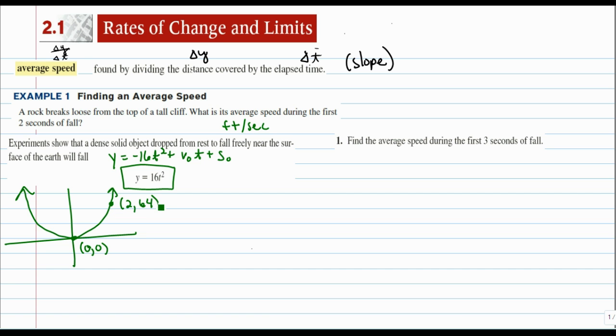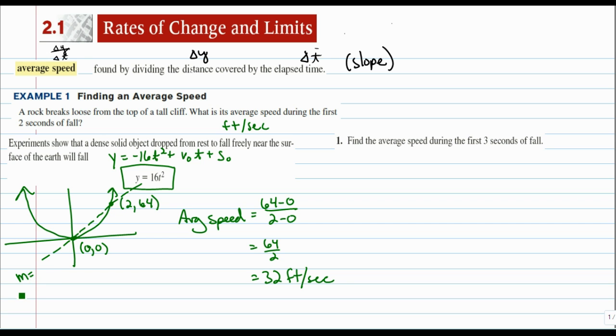So to find the rock's average speed, now we know it didn't travel at this speed the whole time, but it started out at 0 feet per second and ended up at a much faster speed than that. But we'll find its average speed. So we're going to take the change in y over the change in x, and we get 32 feet per second. So basically what we're saying is, from time 0 to time 2, this rock had an average speed of 32 feet per second.